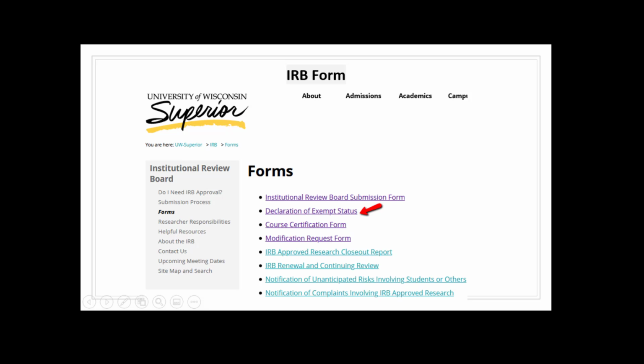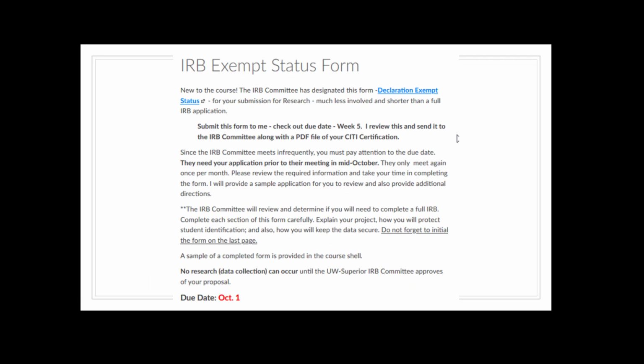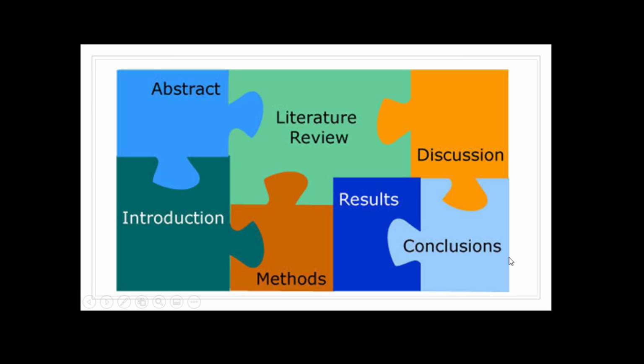They read it over and they will tell you if you need to do a full IRB, and hopefully not. So you want to make sure that you do that IRB declaration completely. So the declaration of exempt status, you submit that form to me October 1st. So you can submit it ahead of time. But you're going to explain your project, and at the end there's just a real light little thing where they ask you to put your initials in, so don't forget to do that initialing.